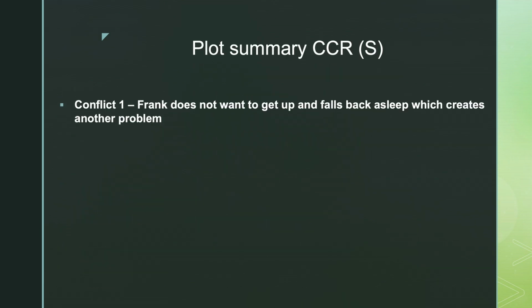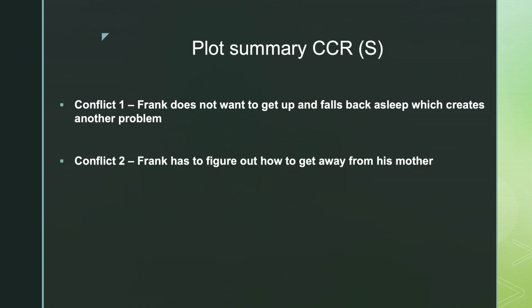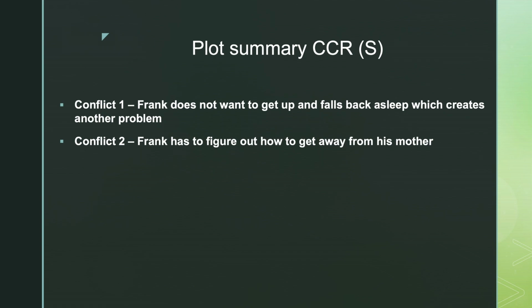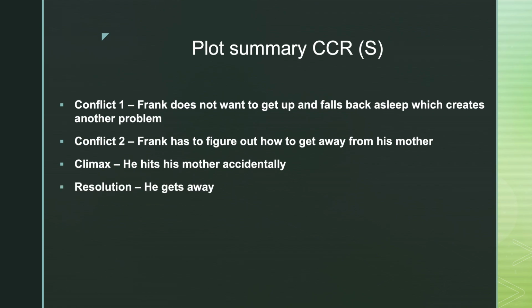So, plot summary overall. The first conflict, as we mentioned before, is that he doesn't want to get up, and that creates another problem. He has to figure out how to get away from his mother. That's another problem. He hits his mother accidentally. That's the climax of this particular conflict. Resolution, he gets away. Problem solved.